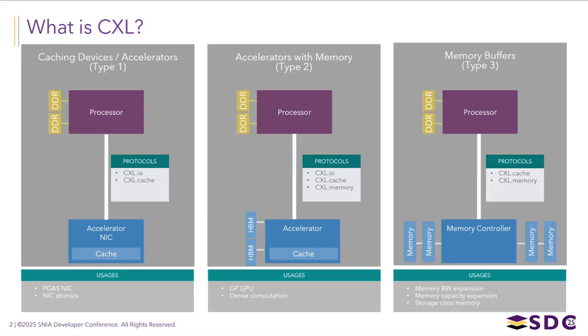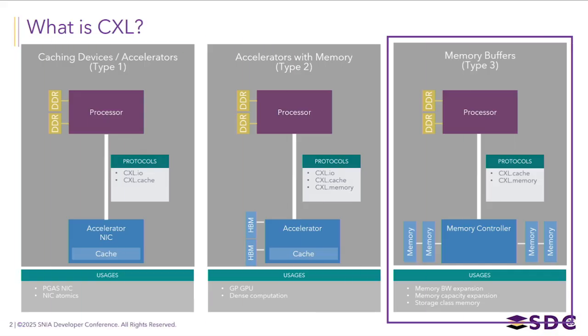But today, it's more about the use case 3. And as I said to the previous speaker, I have the same animation. We'll focus on that. And the type 3 CXL device is nothing but a memory buffer. So yes, the way you can add more memory to the processor is by sticking a CXL memory card on one of the PCIe interfaces of the processor.